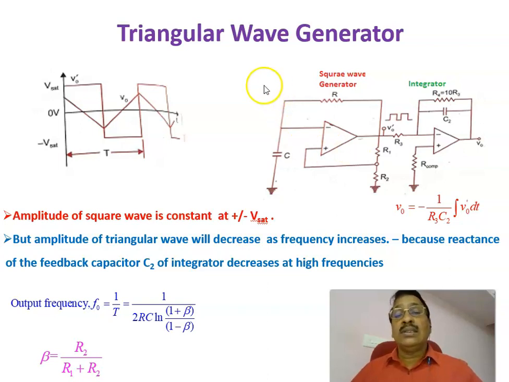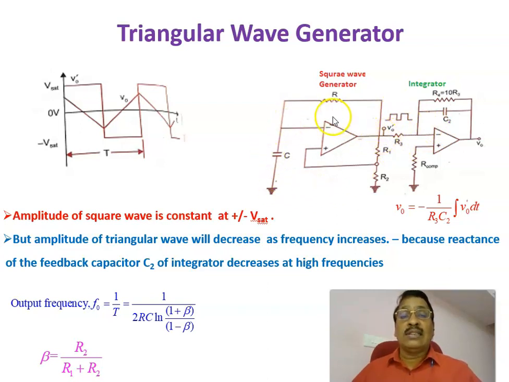Therefore, there are two methods of generating triangular waveform, in which let us see the first method. The first one is a square waveform generator, and the output of the square wave is given to an integrator circuit. Here the square wave output will be either plus Vsat or minus Vsat. That is plus Vsat or minus Vsat is the output waveform of the square waveform.